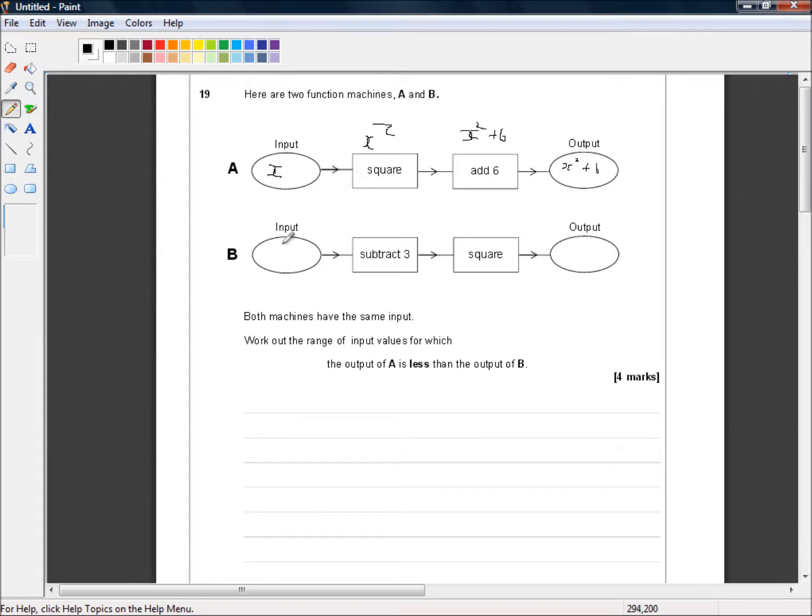Okay, so for B we have the same input, so it's got to be X. The first thing that happens is we subtract 3, so X minus 3. And then the answer is squared, so this is X minus 3 squared. So our output is X minus 3 squared.